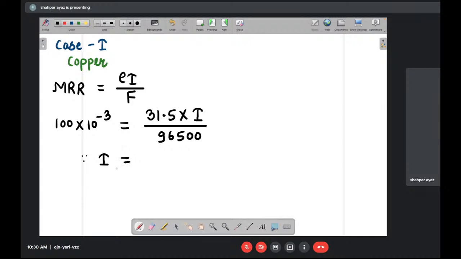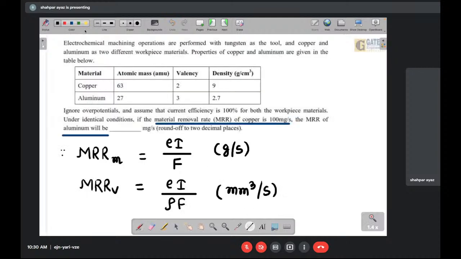So current is here. What we are getting current? 100 into 10 to the power minus 3 into 96,500 divided by 31.5. I is your 306.34 ampere. This is the current, right? So in problem, one word is written under identical condition. This is the word, under identical conditions, which means same current is supplied in copper as well as aluminium.